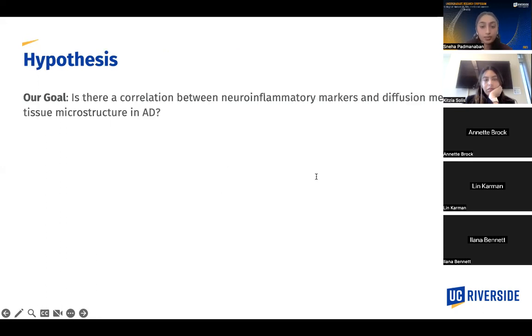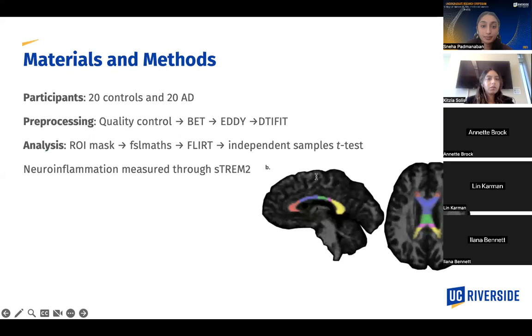So little is known about whether diffusion measures of tissue microstructure correlate with neuroinflammatory markers, in this case sTREM2. Therefore, this study examines the relationship between sTREM2 and diffusion in the corpus callosum. We expect to see a positive correlation between sTREM2 and diffusion, as higher diffusion is expected in regions with glial swelling and neurodegeneration.